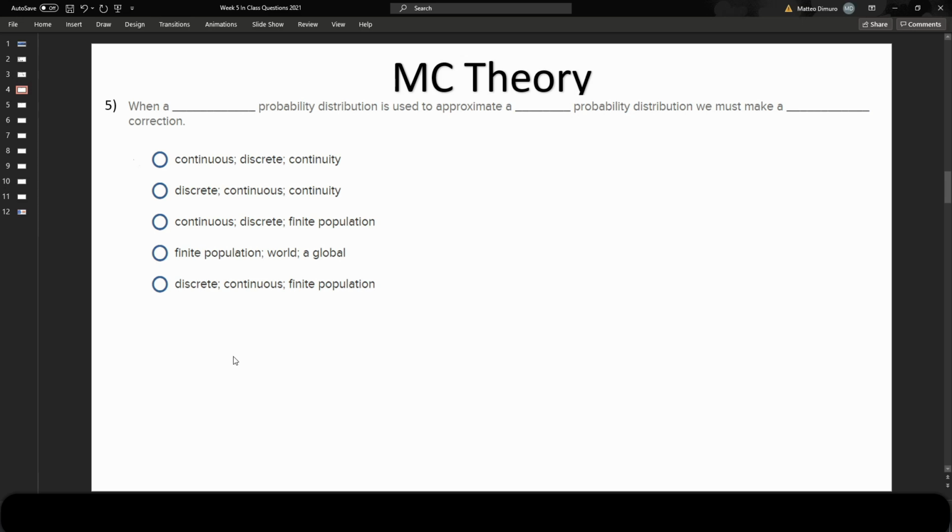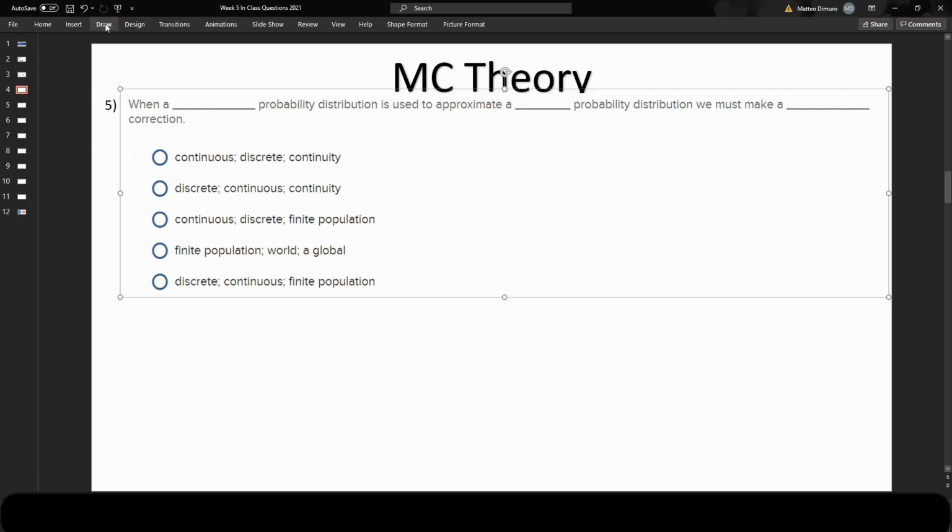When a blank probability distribution is used to approximate a blank probability distribution, we must make a blank correction. Perfect. Well, this definitely has something to do with the normal approximation. And so if you're sort of doing some elimination, global isn't a word we use, finite, finite. So it's pretty much between these two here.